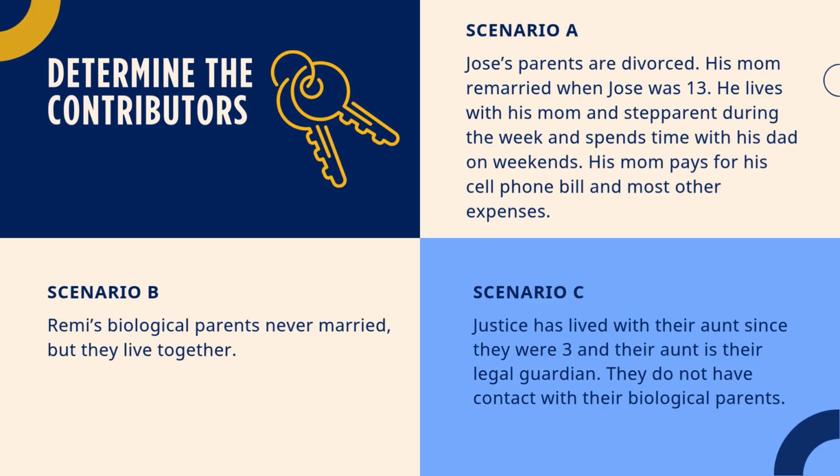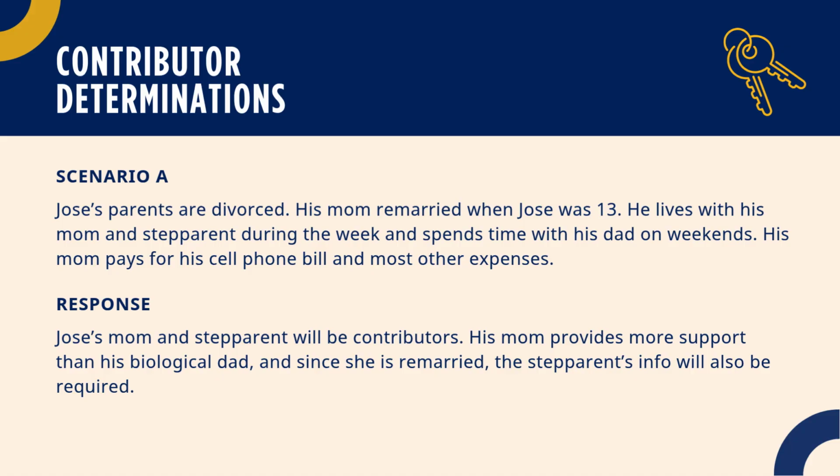So turning to scenario A, Jose's parents are divorced. His mom remarried when Jose was 13. He lives with his mom and step-parent during the week and spends time with his dad on weekends. His mom pays for his cell phone bill and most other expenses.